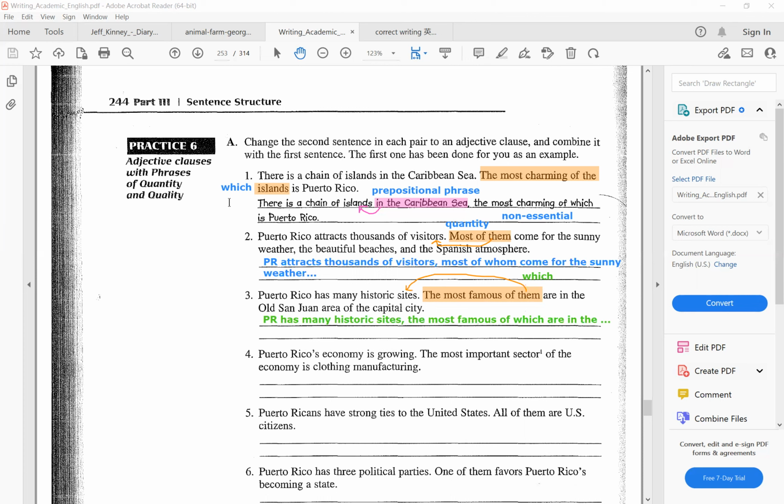Okay. And that is pretty much it for using adjective clauses with phrases of quantity and quality.